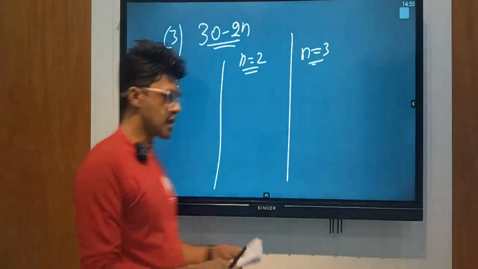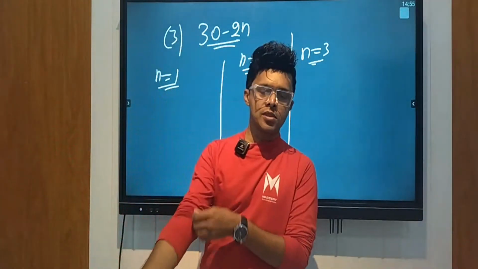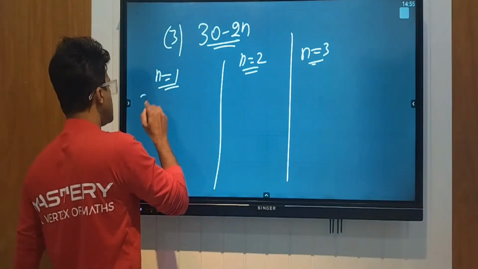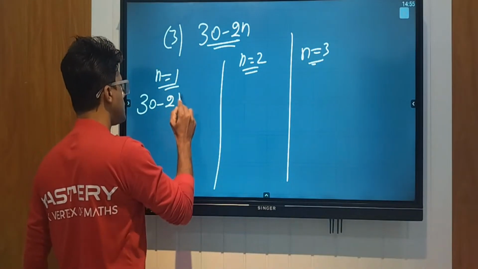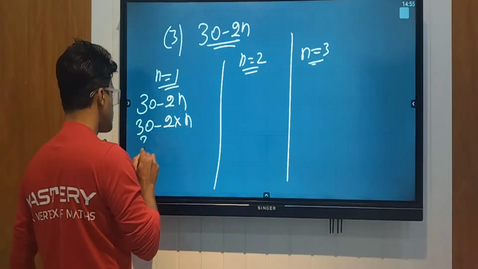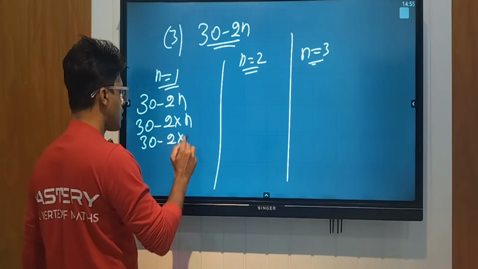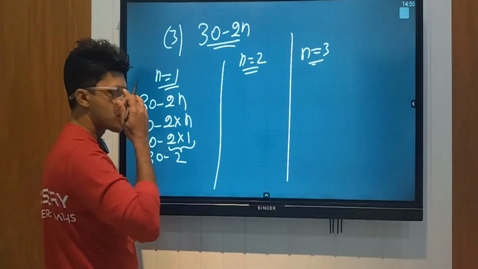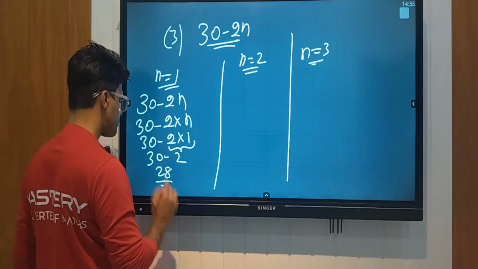Let's calculate the first three terms according to this given general term. 30 minus 2n. So 30 minus 2 times n. 30 minus 2 times 1. 2 times 1 is 2. So 30 minus 2 is 28.